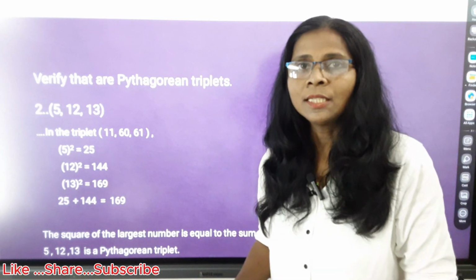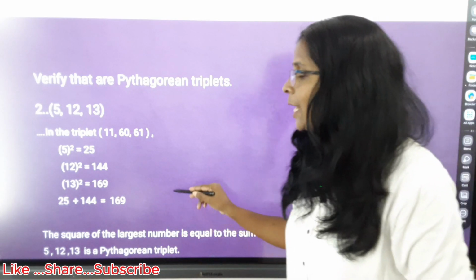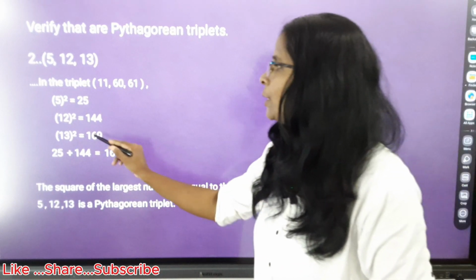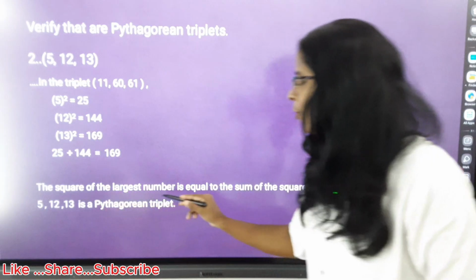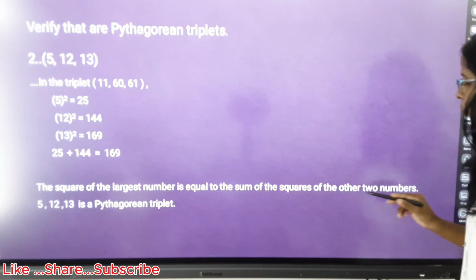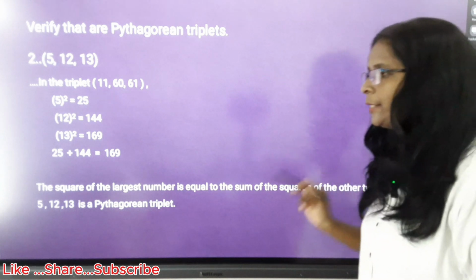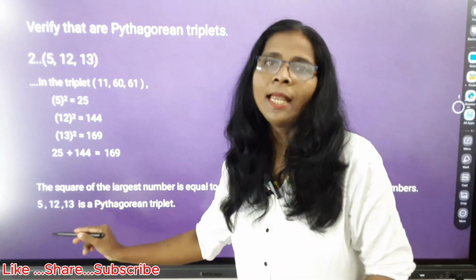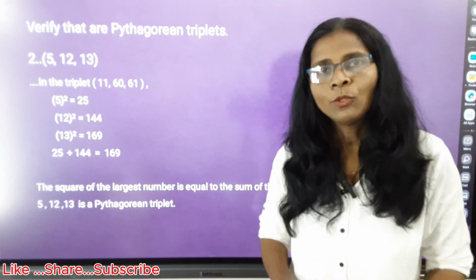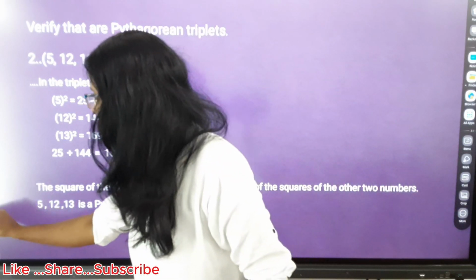So 169 is the square of the largest number. So here we can say the square of the largest number is equal to the sum of the squares of the other two numbers, and therefore 5, 12, 13 is a Pythagorean triplet, students. So see the next example.